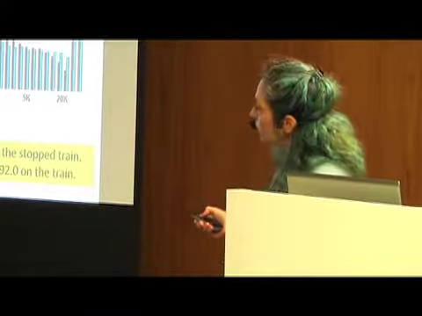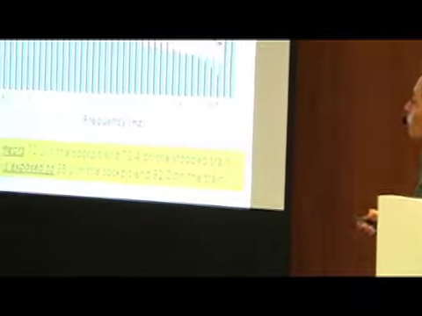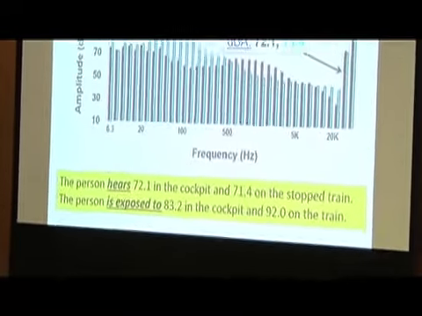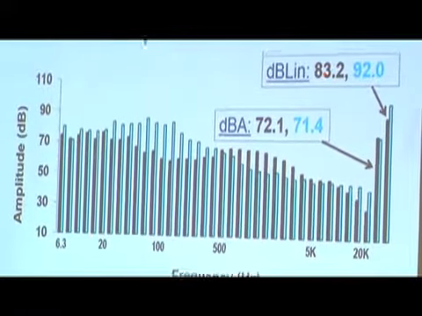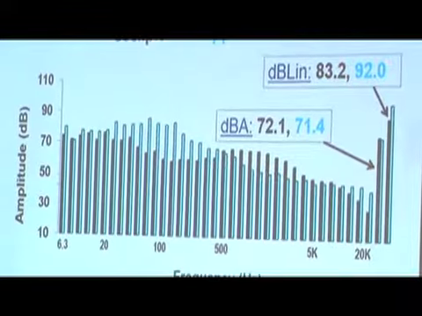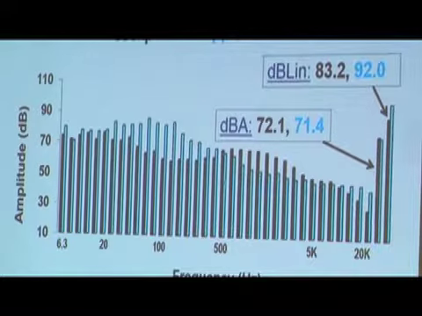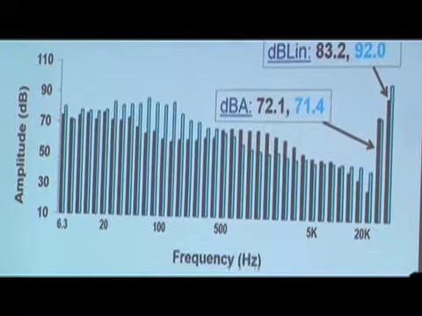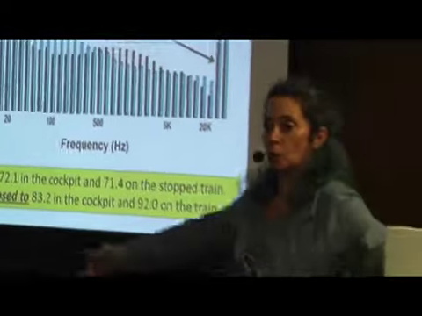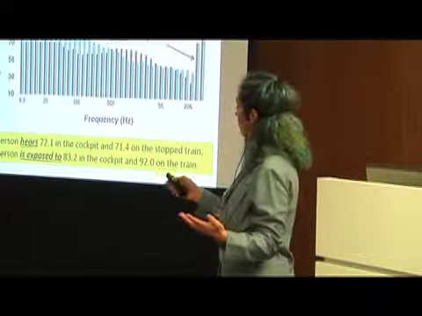The black bars represent the cockpit. The blue bars represent the stopped train. dBAs are similar, but look at what is really there. There is more in the stopped train than in the cockpit. So you would hear the same in the cockpit or the train, but you will be exposed to more in the train than in the cockpit.